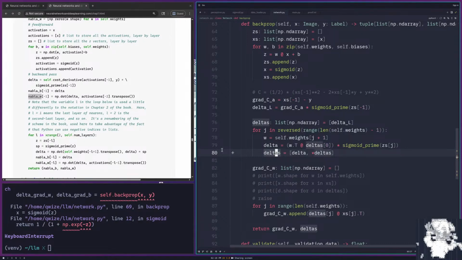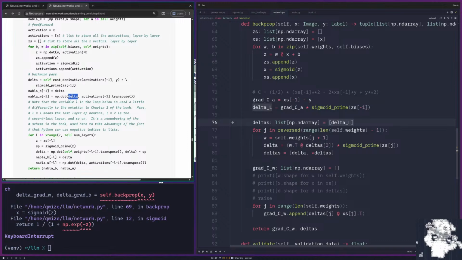Keras doesn't keep track of deltas, right? But this is the last delta. Oh yeah, because -1 here is the last W, so I should look at the last J. So at the last J, this will be the last delta, which is delta L. So this is the same thing for us both.